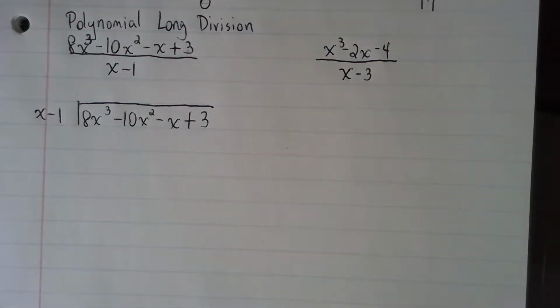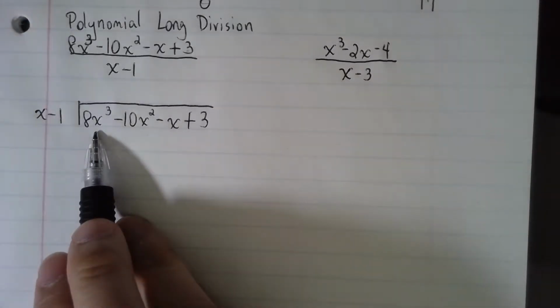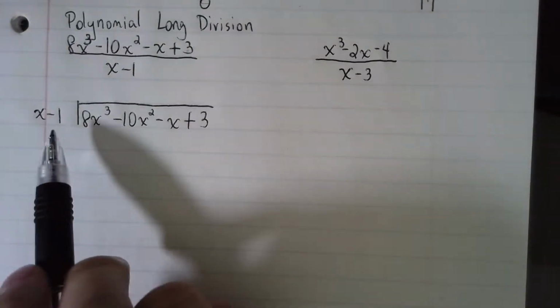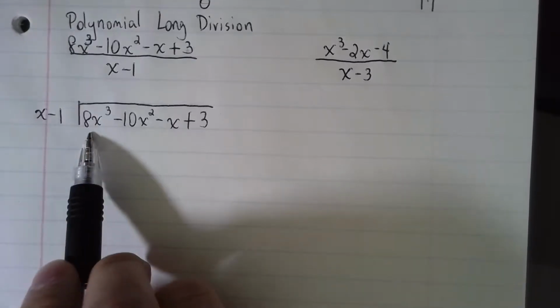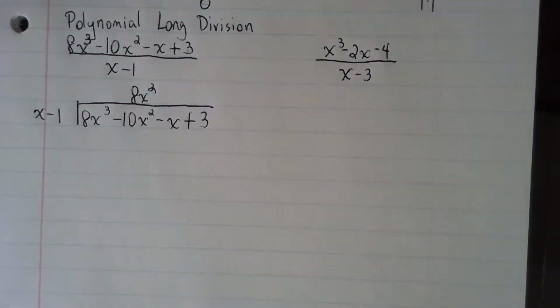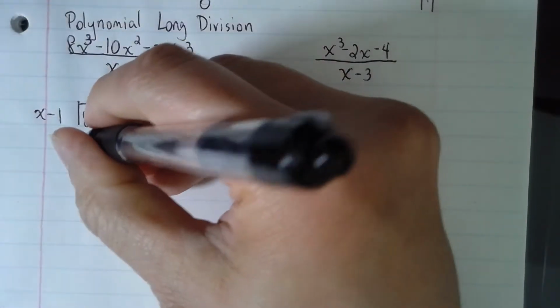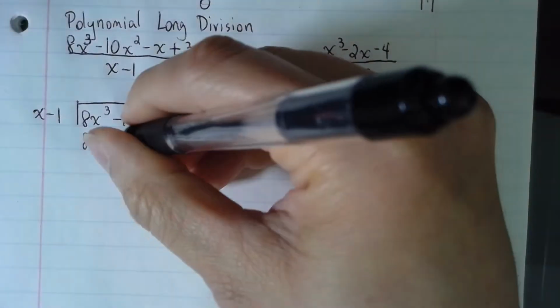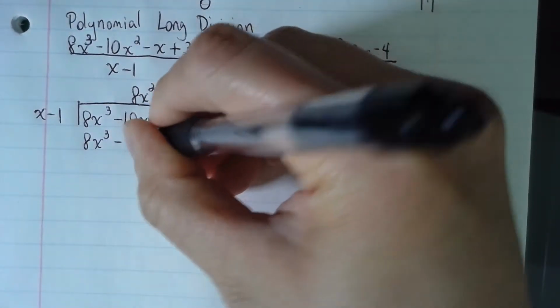The technique here is pretty simple. Our goal is always to match this very first expression right here, which in this case is 8x cubed. So what do I multiply x by to get 8x cubed? In this case that will be 8x squared. 8x squared times x is exactly 8x cubed. 8x squared times negative 1 is negative 8x squared.